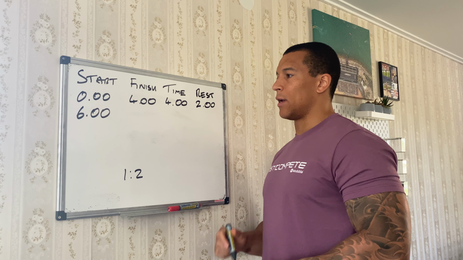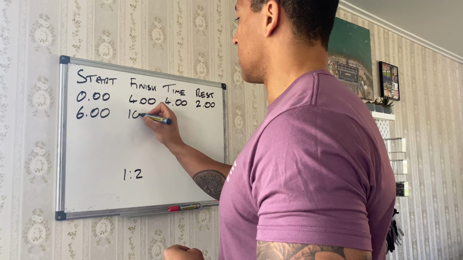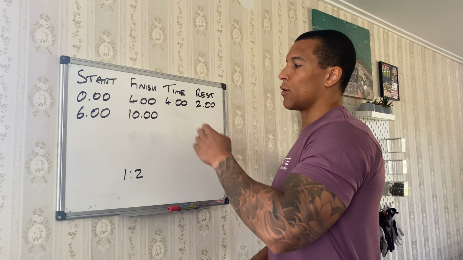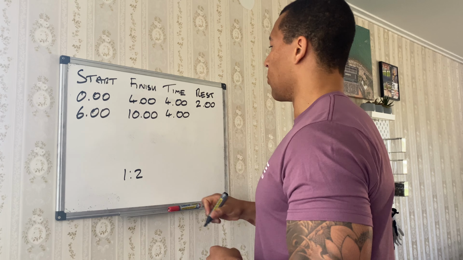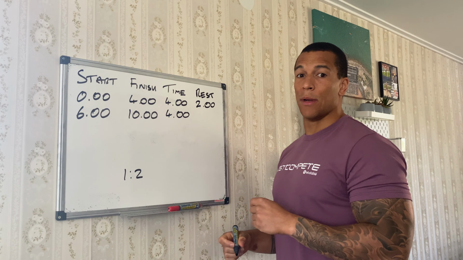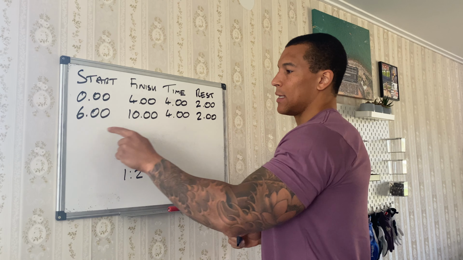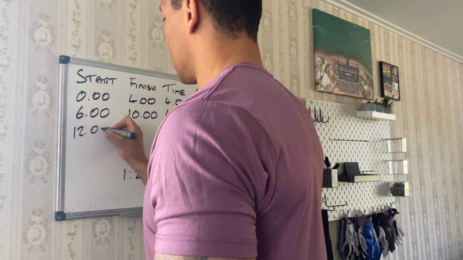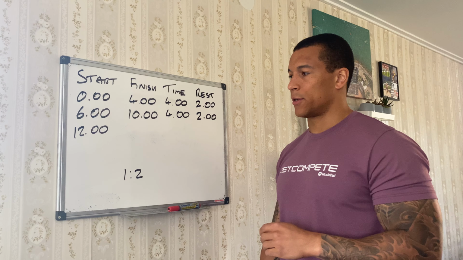We do our next round, let's say we hit pretty much exactly the same time. So we finish our next round at 10 minutes. It took us 4 minutes to do that round again. And we work out again that we have 2 minutes rest. So then we add that 2 minutes to the 10 minutes and we have our next round starting at 12 minutes. So in this round, however, we go quite a bit faster.